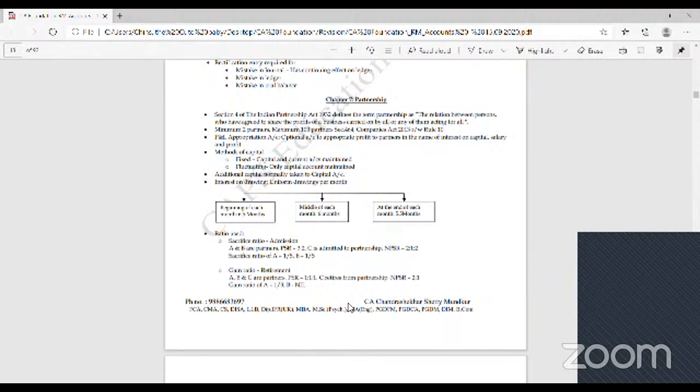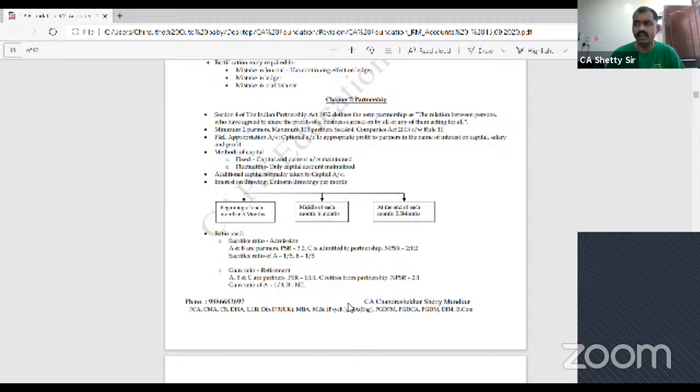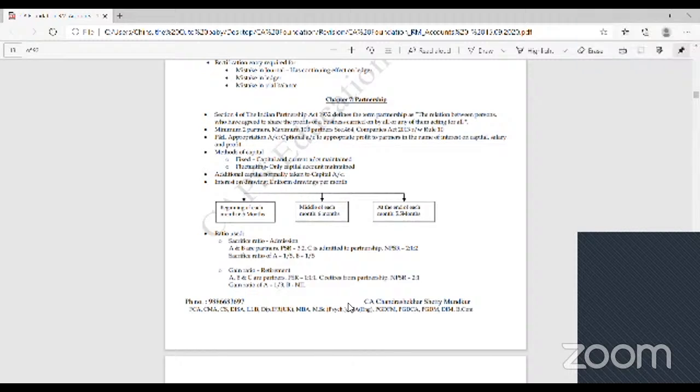Screen is visible correctly? No, sir. It's blur, sir. Blur? Yes, sir. One second.